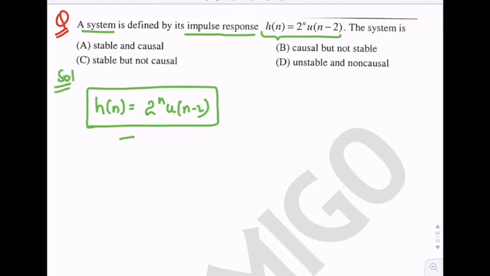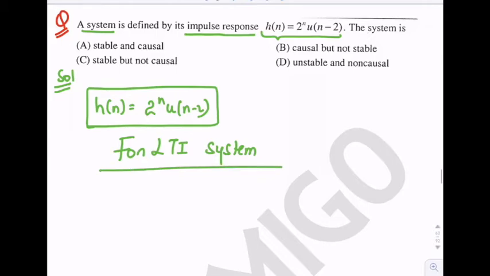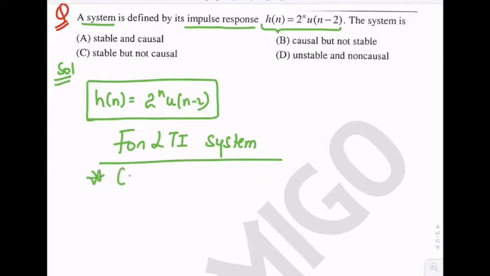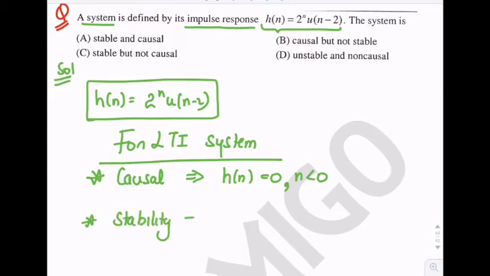Now as we know, for an LTI system, the condition that the system should be causal is that h[n] should be 0 for n less than 0, and for stability the condition is that the summation of mod of h[n] for n equals minus infinity to infinity should be less than infinity. So these are the conditions.